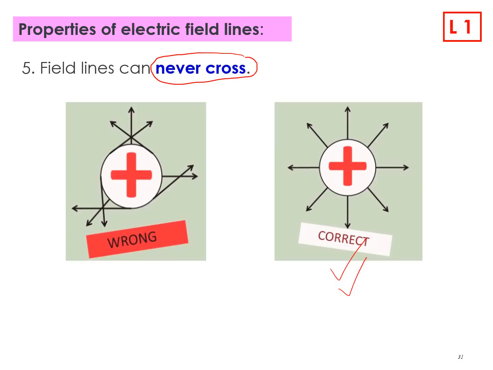If you see the picture on my left hand side, this electric field line crosses another. This one crosses each other. This one crosses each other. So it's wrong. Understand?